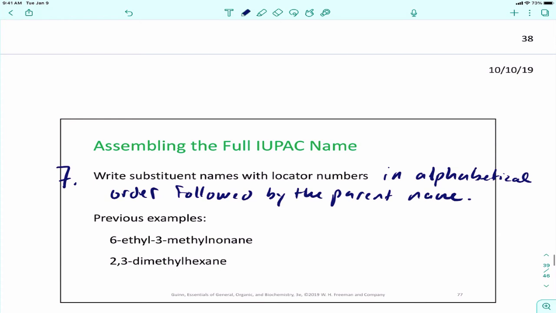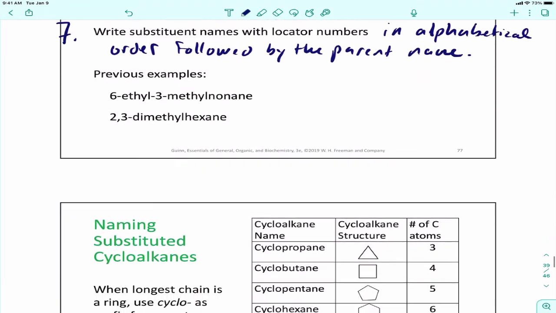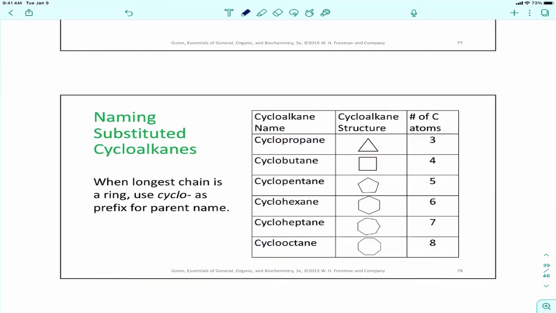Now let's talk about some things that may happen, just in case. Let's say you're dealing with a ring structure and your longest chain is a ring. Cyclo is going to be your prefix for the parent name. We talked about ring structures before: you name it like an alkane, but then you tack on cyclo to indicate that you have a ring structure. And in the name, the prop, but, pent part indicates the number of carbons.